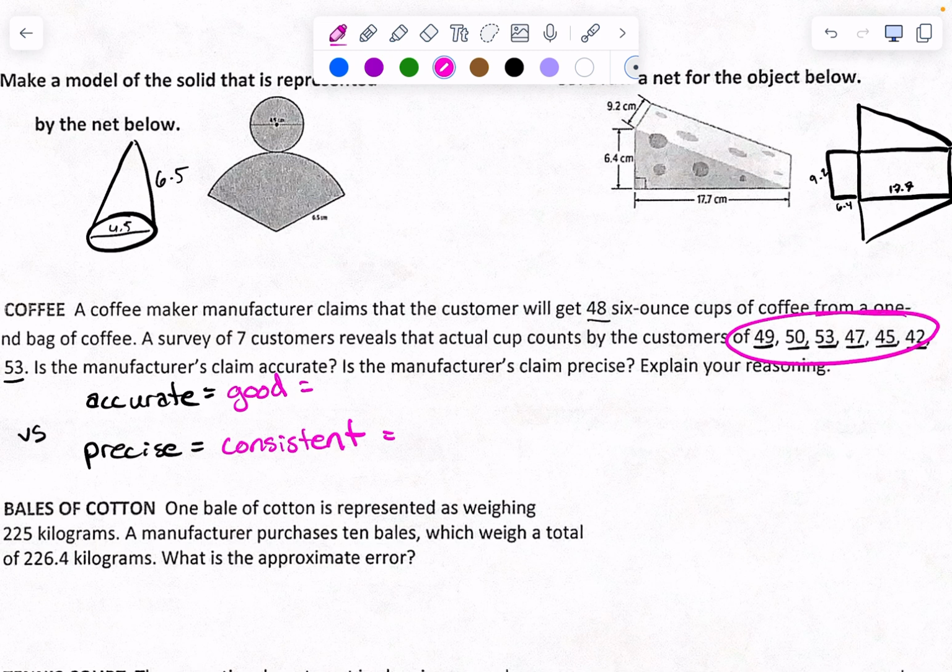I have some numbers that are below, some numbers that are above. If I would average these together, it probably would be close to 48, right? It is accurate. It's pretty close to what the actual is. But are those numbers consistent? No. If they all were like 47s and 49s, I would say that's more precise, right? So I'm going to say yes, it is accurate because those numbers are on either side of the actual, but it is not consistent.